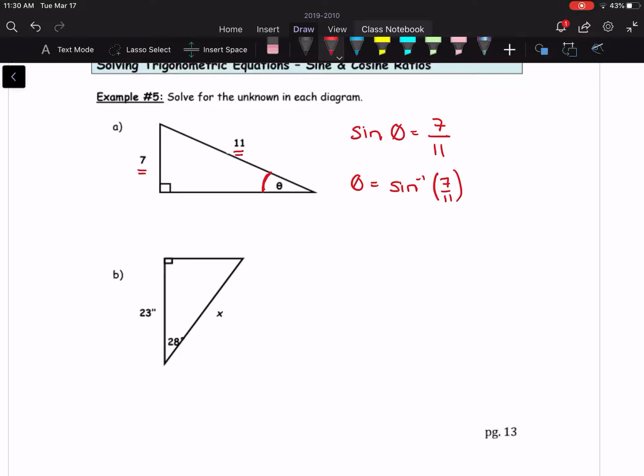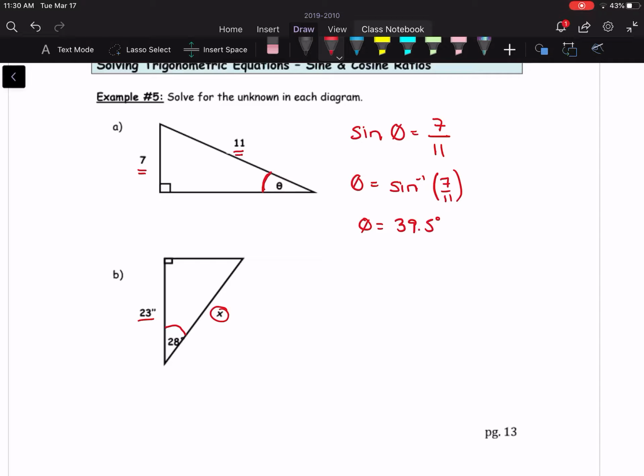And I'm going to type that into my calculator, and if you're in degree mode, we should end up with about 39.5 degrees. In example B, we're given an angle, we're given its adjacent side length, and we're asked to solve for the length of the hypotenuse.